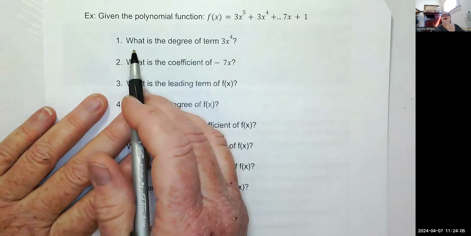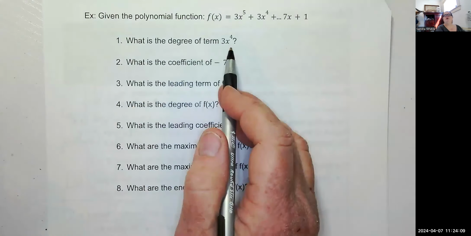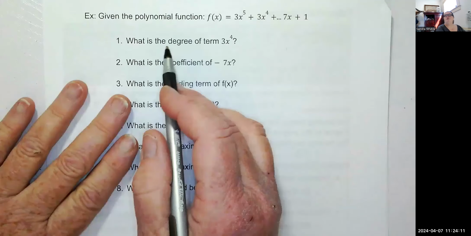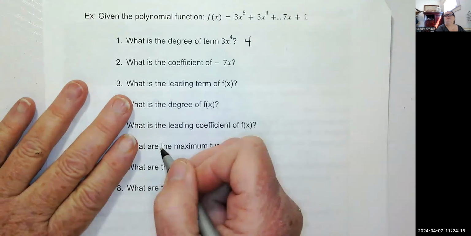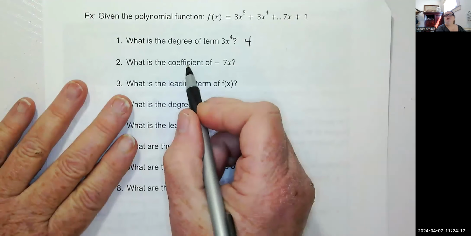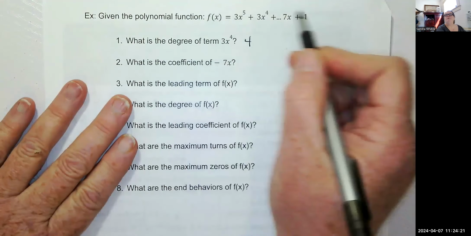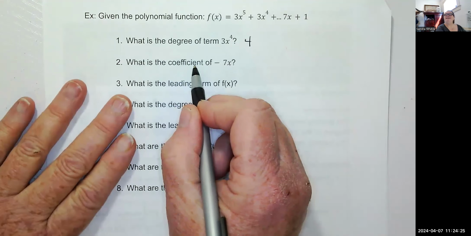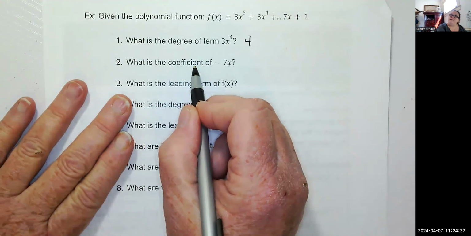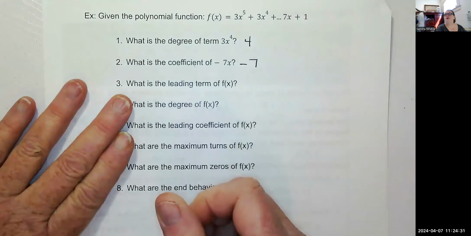Now, first thing I ask you is, what is the degree of this term? I'm not asking you of the polynomial, of this term. The degree of the term 3x to the 4th is 4. What is the coefficient of negative 7x? I did not ask for the leading coefficient of the polynomial. I'm asking what's the coefficient. You need to understand what a coefficient is. It's the number in front of the variable. So it is negative 7.